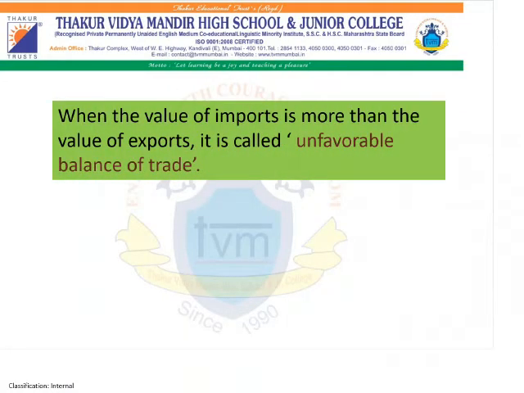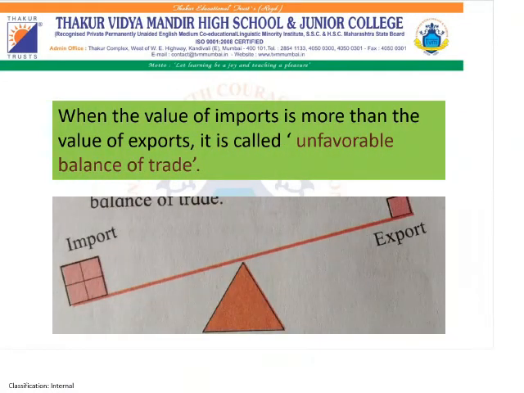First, unfavorable balance of trade. When the value of import is more than the value of export, it is called unfavorable balance of trade. That is, the difference between the value of a country's export and the value of its import is such that import exceeds export. An unfavorable balance of trade is also called a trade deficit.